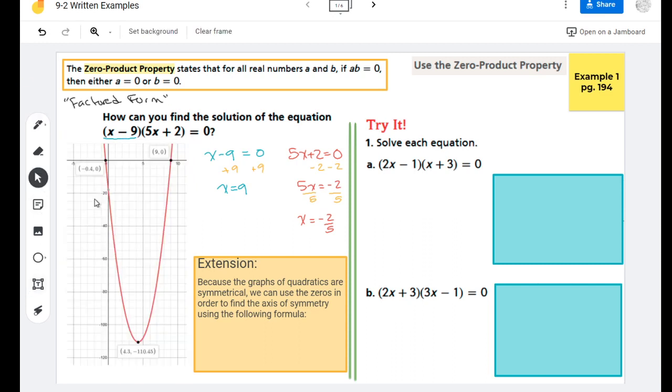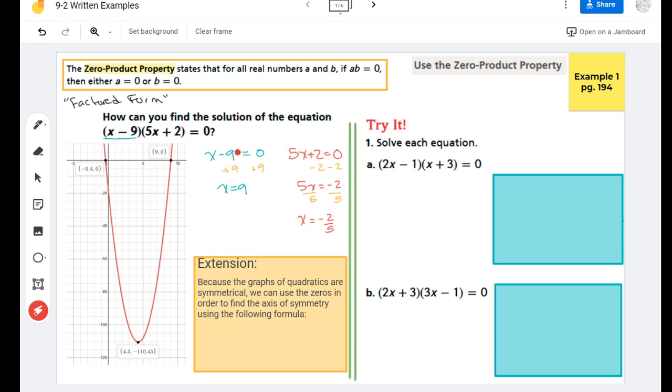So I have a graph here, and let's take a look at that. You can see the first one at 9, and that's definitely the solution we got, the blue solution. And the second one is at negative 0.4. If I were to convert negative 2/5 into a decimal form, that's where the negative 0.4 comes from. So easy peasy to find those solutions, right?